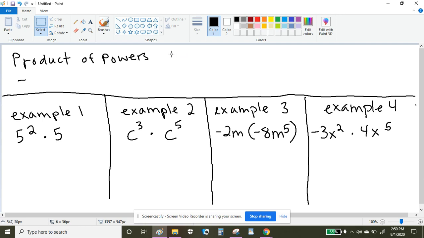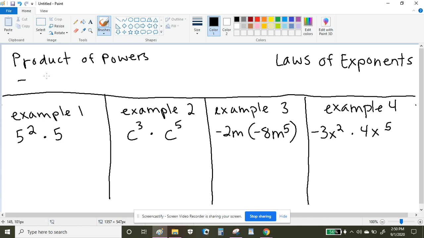And what he was explaining in that video is that we have certain laws of exponents. And the one that we're focusing on today is called the product of powers.